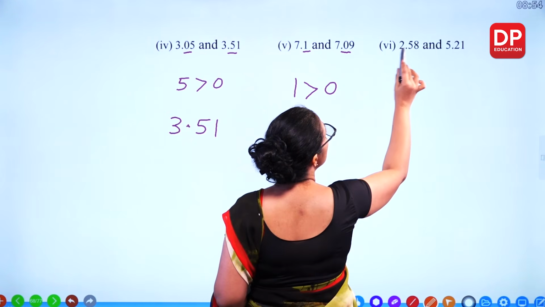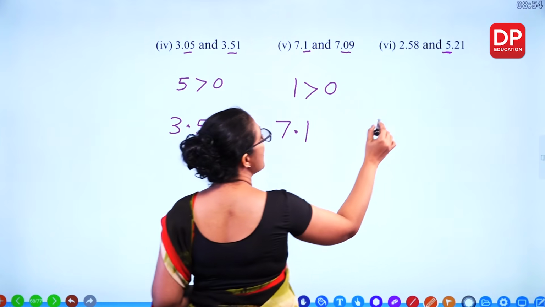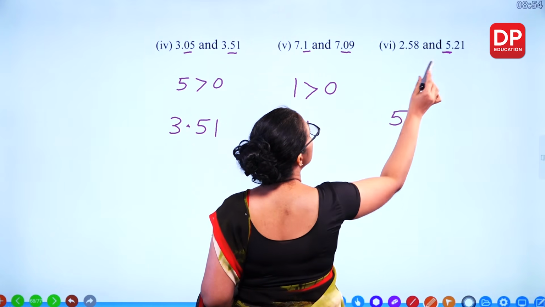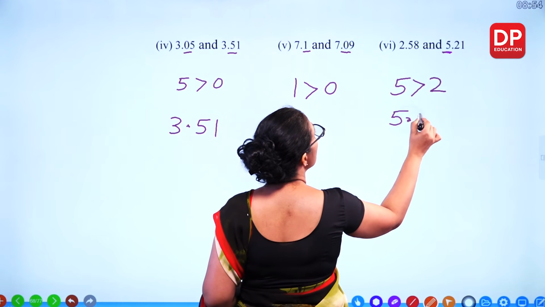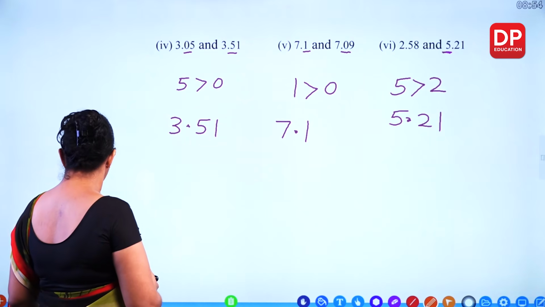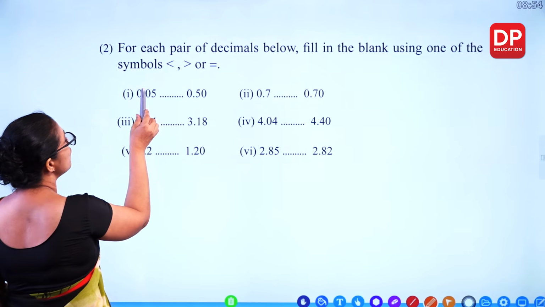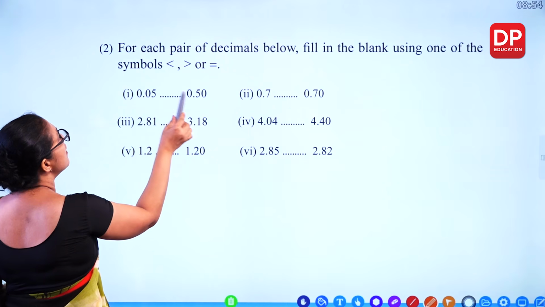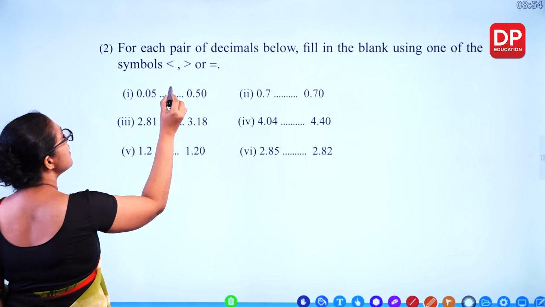Here, 2 and 5. Straight away we can see the ones place value is the highest one, 5 greater than 2. So that means 5.21 is the greater value. For each pair of decimals below, fill in the blanks using one of the symbols. Comparison. So first decimal place, 5. 5 is bigger than 0.